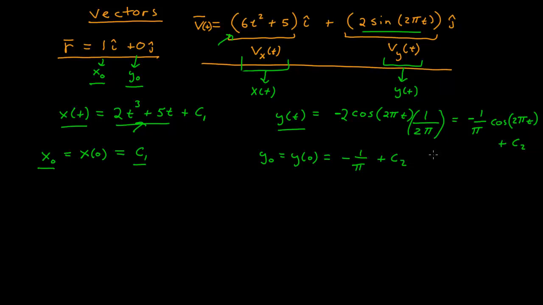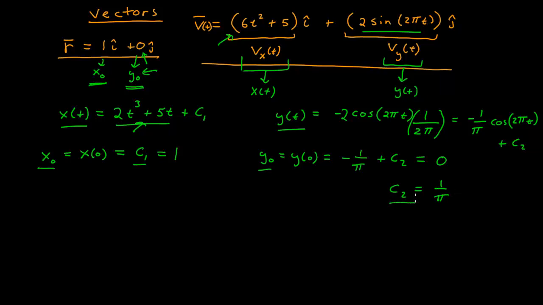Therefore, this is equal to y naught, which is 0. And over here, the x naught is equal to 1 because I was given that up here. And so the y component at t is equal to 0 is 0. So I can solve for c2, which is equal to 1 over pi.